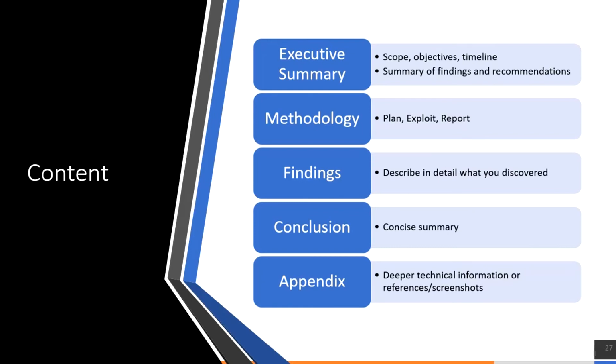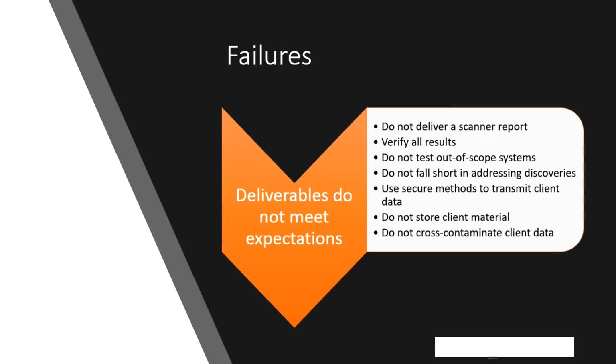That includes our planning, the exploits, the reporting. We talk about our findings, describe in detail what we discovered. We have a conclusion. And then typically we include an appendix that would have deeper technical information for exploits. It would have references, screenshots, and it may also include some of the sources where we found our code for our exploits.